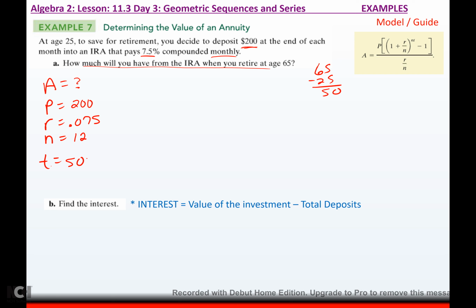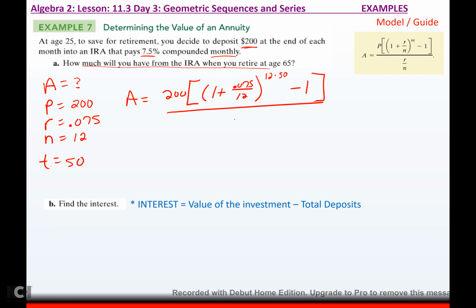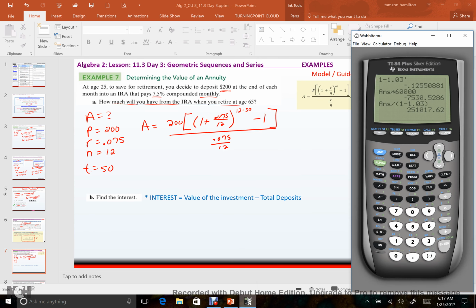Okay? So if I plug everything in, my amount will be 200, bracket, parentheses, 1 plus 0.075 over 12 to the nt, so 12 times 50, minus 1, all over 0.075 over 12. Okay? So now we've got a bit of a mess. And again, I'm going to show you how I type this. Let me get my calculator up.